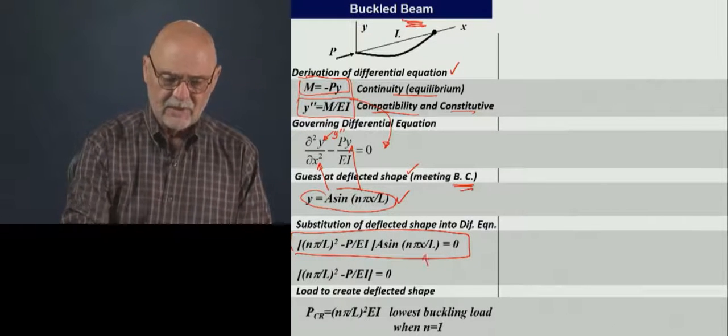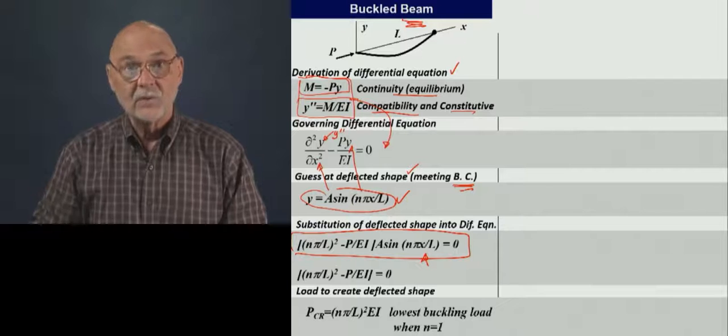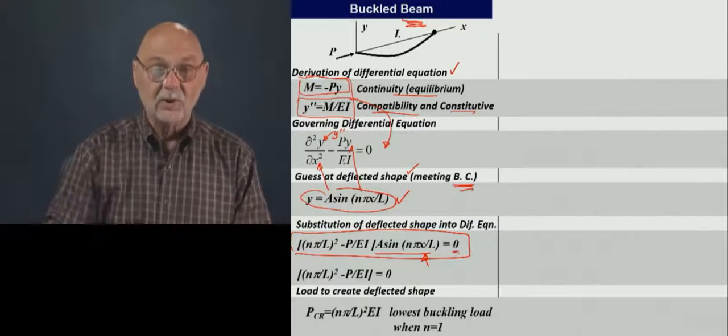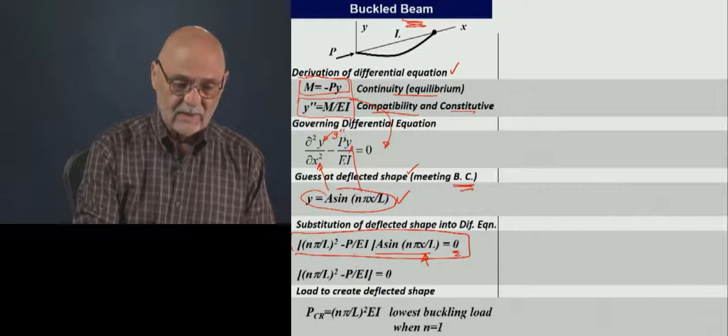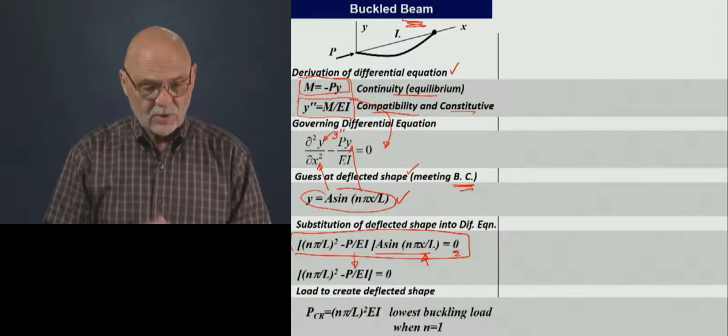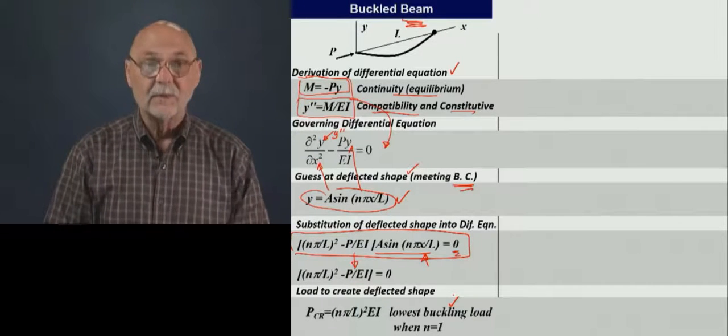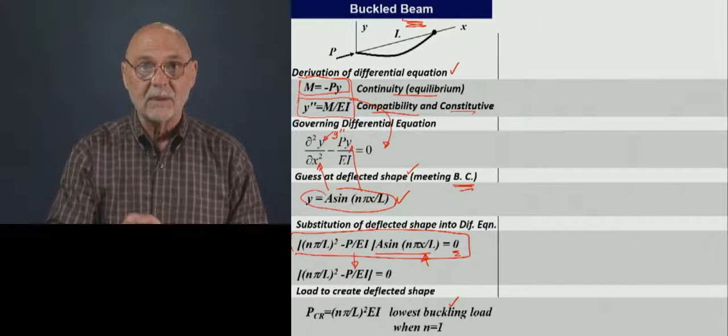And then we made an observation that the sine function generally isn't always 0, so it couldn't be the one that's causing this equation to go to 0. It has to be the terms in brackets. So when we set that equal to 0, we can come up with the buckling load. Okay, so that was for a buckling beam.